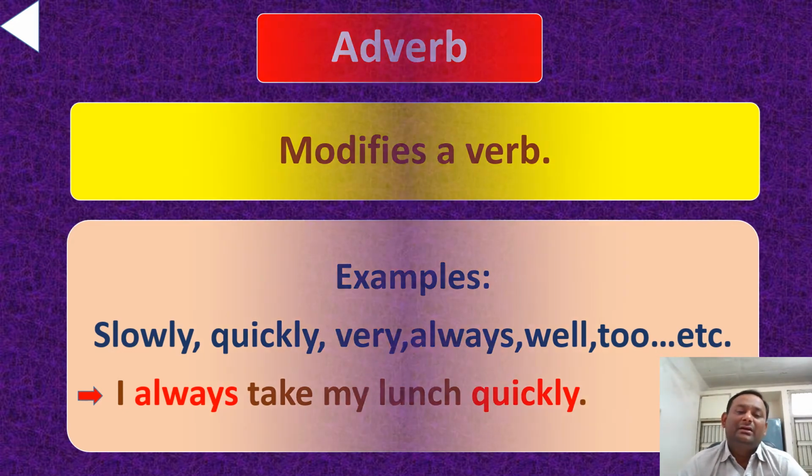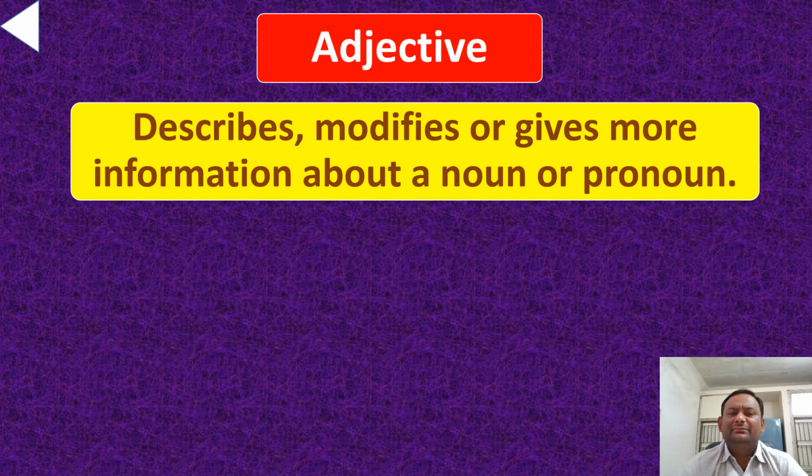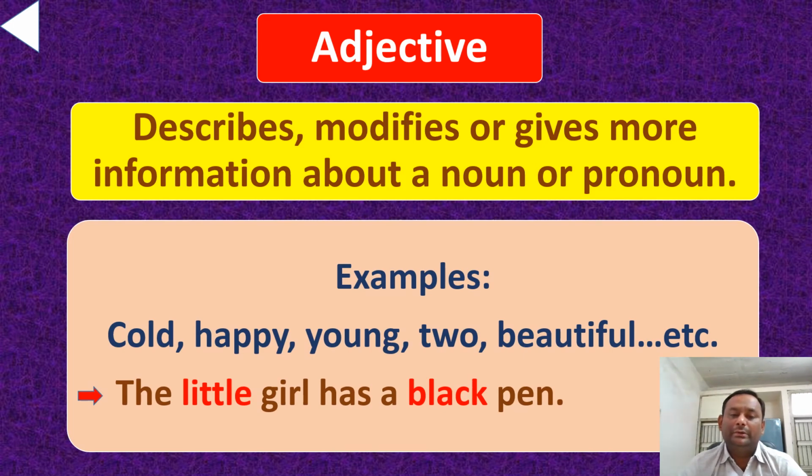After adverb, friends, our next word is adjective. An adjective describes, modifies, or gives more information about a noun or pronoun. For example, cold, happy, young, beautiful. Such are the words which add something to a noun.